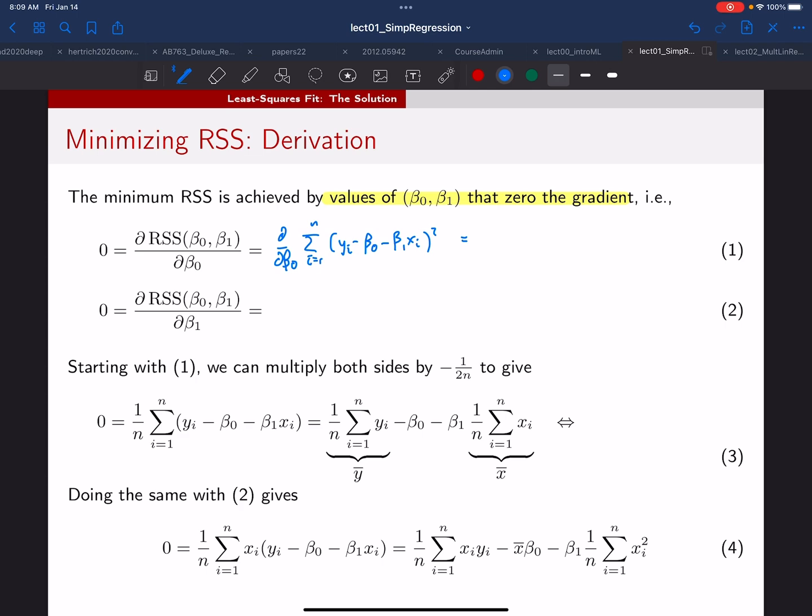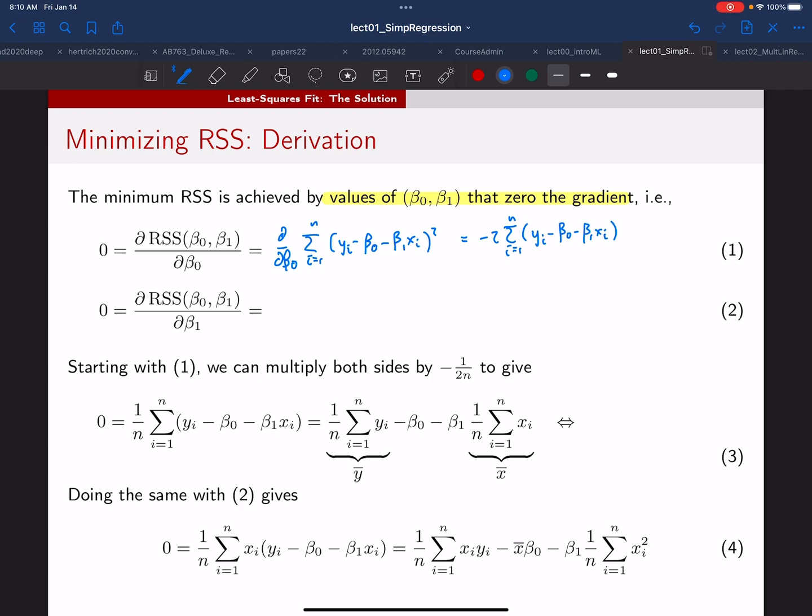So now let's carry out this partial differentiation. We're going to use the chain rule. And first, the chain rule tells us we'll bring the 2 down, and then we'll differentiate what's inside that square with respect to beta naught, and you can see the derivative of that will be minus 1. So if we summarize all that, we're going to have minus 2 times the sum of yi minus beta 0 minus beta 1 xi. Okay, any questions on that?